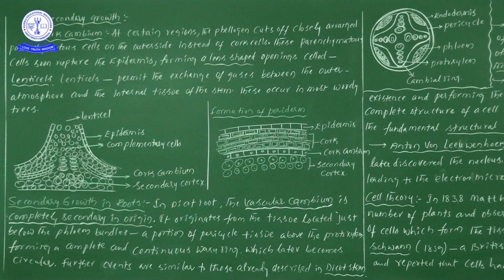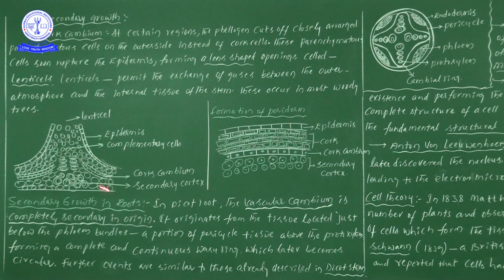My dear students, understood? Here we have written the same structure, only here once you see, this is the lenticel. Now we learn: upper epidermis, so here also epidermis is there. Complementary cells are there, no? All these cells are complementary cells. This is the cork cambium. Here also we have drawn the cork cambium, presence of cork cambium.